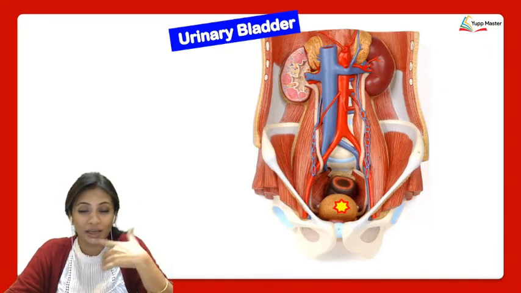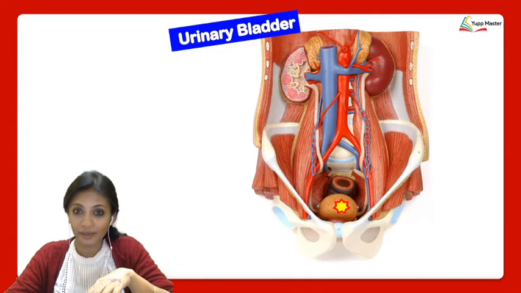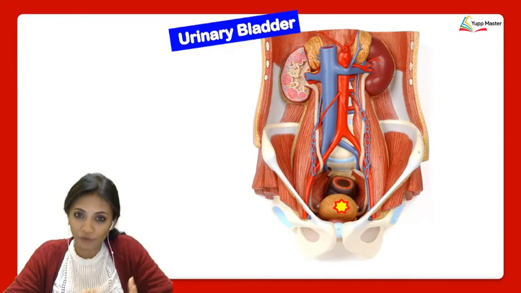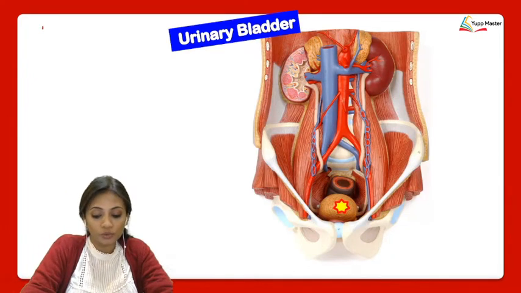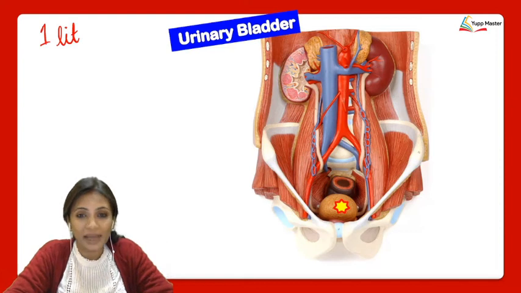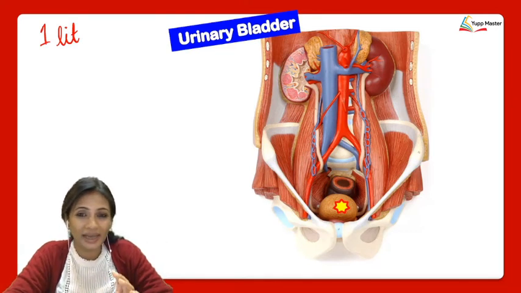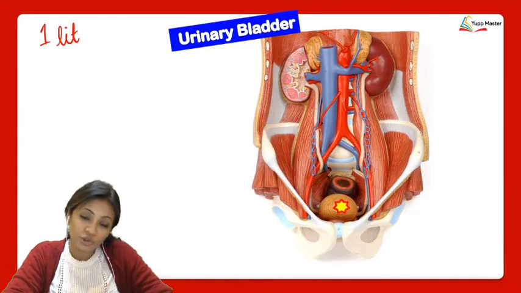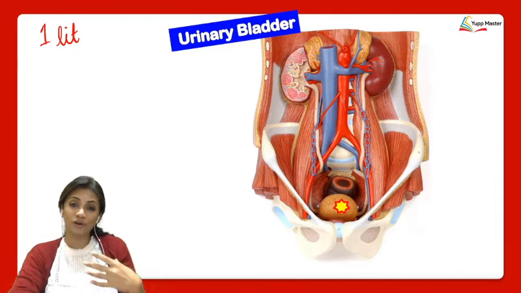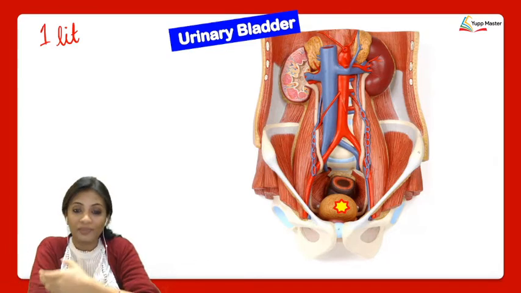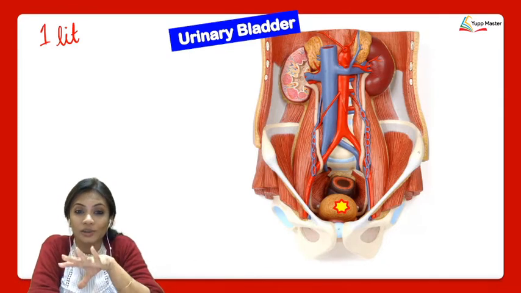How much do you think? Let me give you a hint. The bladder capacity of an average human adult is around 1 liter. So if the bladder capacity of a human adult is 1 liter, then how much urine do you think has to be filled in that bladder in order for you to get an urge to go and evacuate the urine?